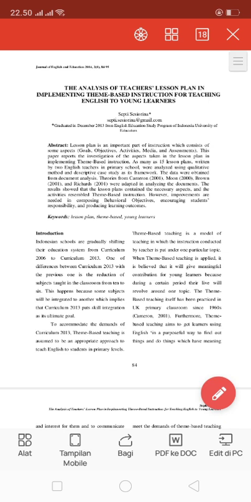The first one is the title. The second is the author. The third is correspondence. The fourth is abstract. The fifth is keywords. The sixth is an introduction. The seventh is materials and methods. The eighth is the results of the research. The ninth is the discussion, and the tenth is the conclusion, and the last is the bibliography. Okay, next.